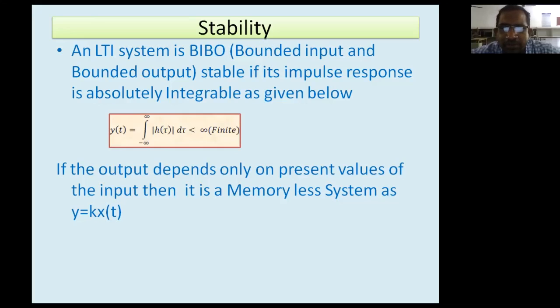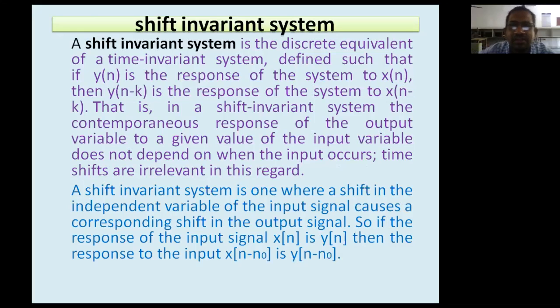So how can we define the memory-less system? I can write y of t is equal to k into x of t, where k is some transformation factor of the system. Here, this output y of t does not depend on the previous values of x of t. So such a system is simply known as the memory-less system. And hence we can define the memory-less system as a system whose output depends only on the present values of the input signal x of t. Okay. The next concept we have is shift invariance system.